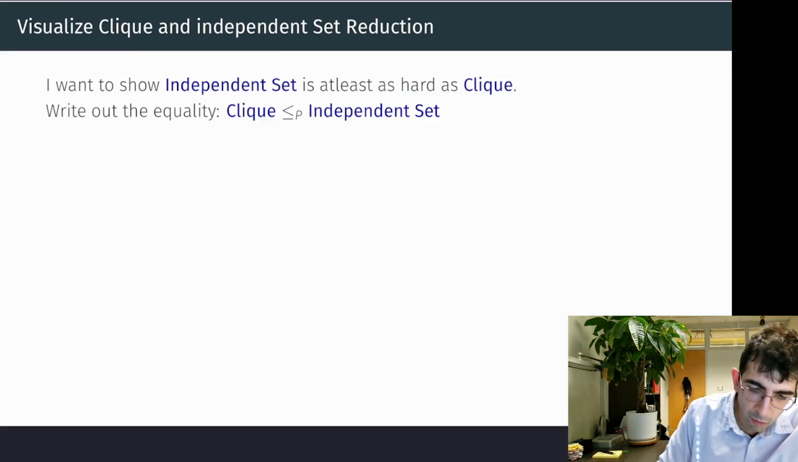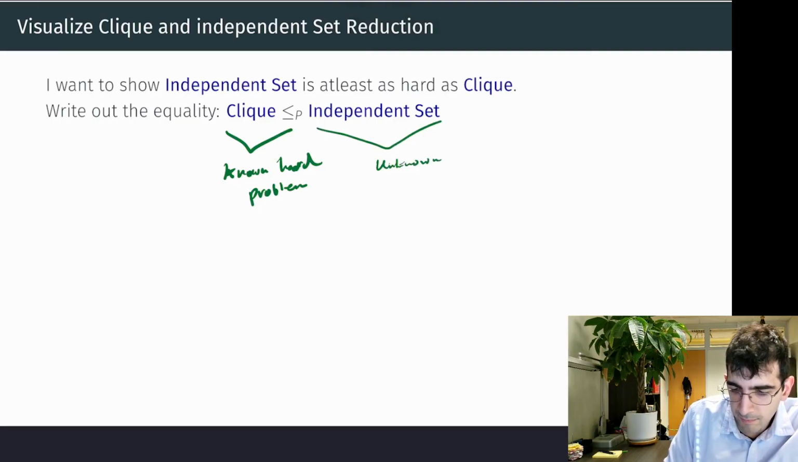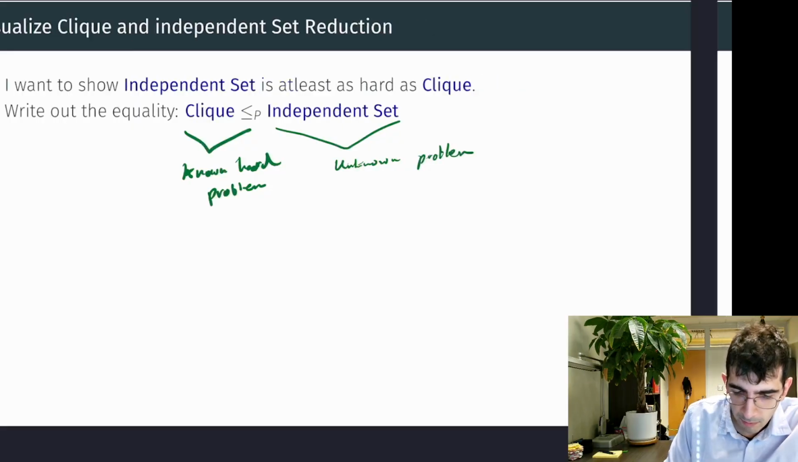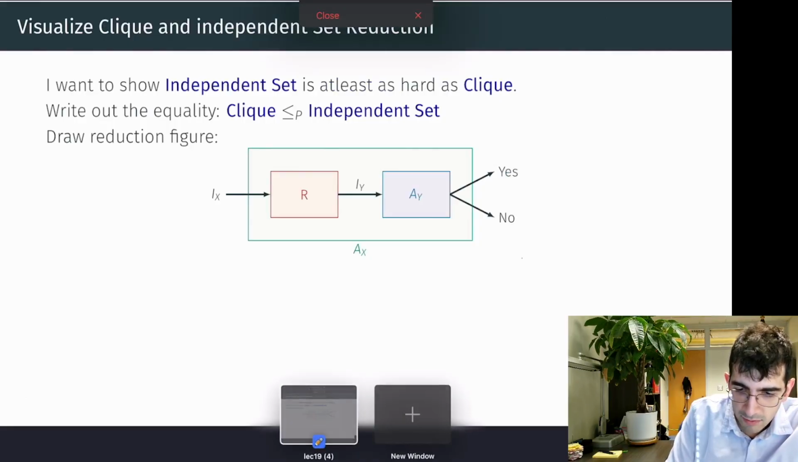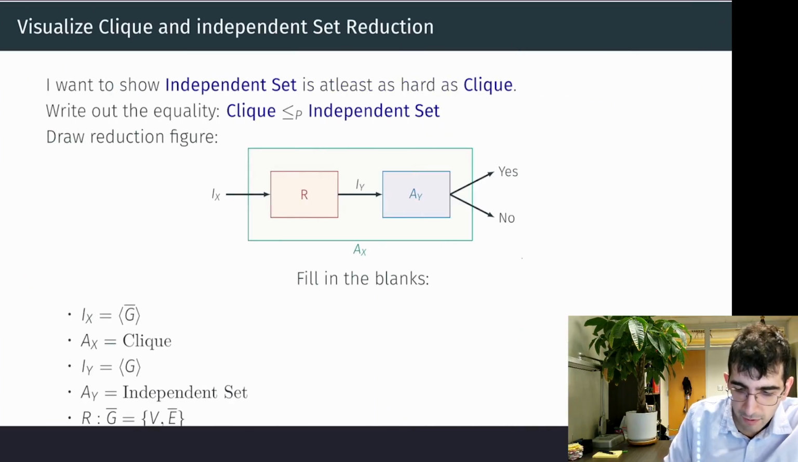Okay, so if we want to show that the independent set is at least as hard as clique, we got to go from the known hard problem. If we want to show hardness, we got to go from the known hard problem to the unknown problem. Okay, so doing both of those, we draw the reduction figure here. And then we just fill out the blanks.